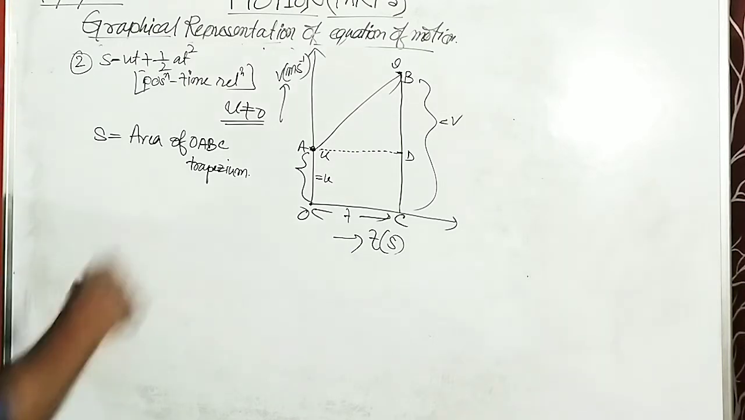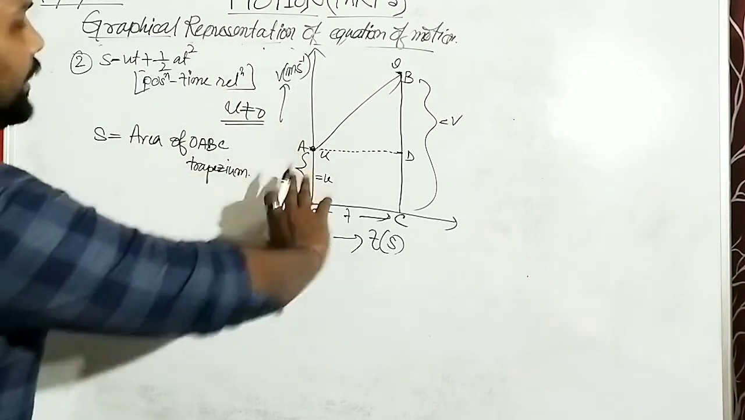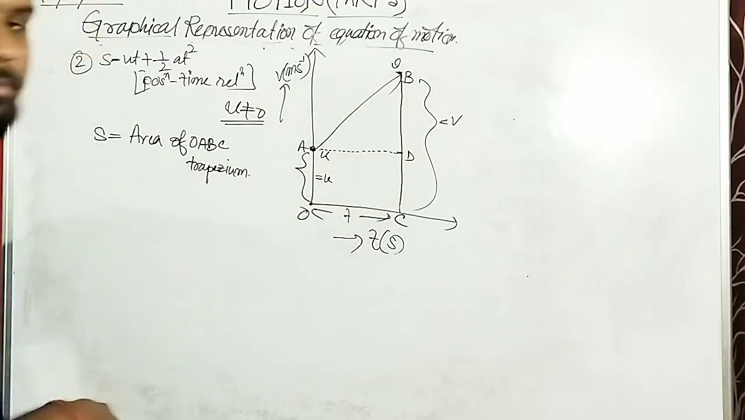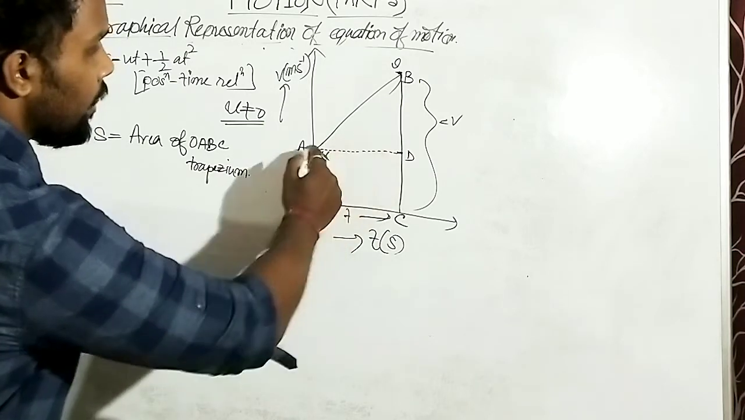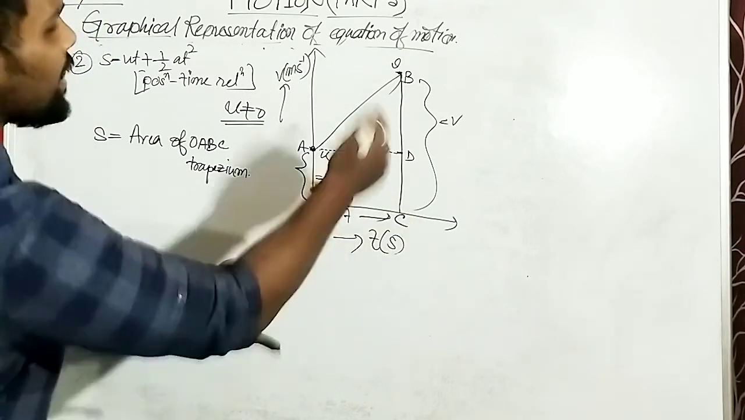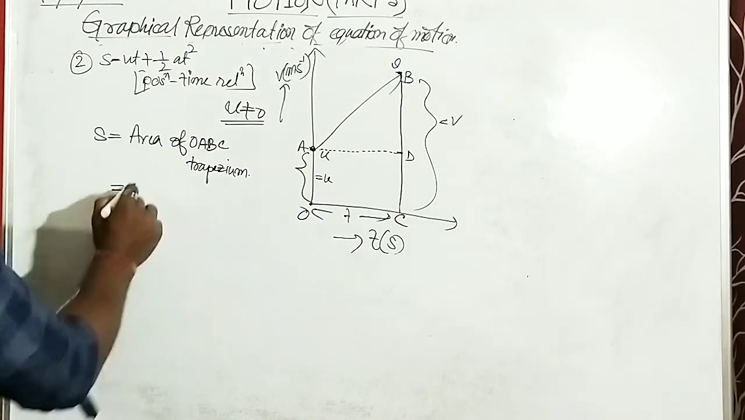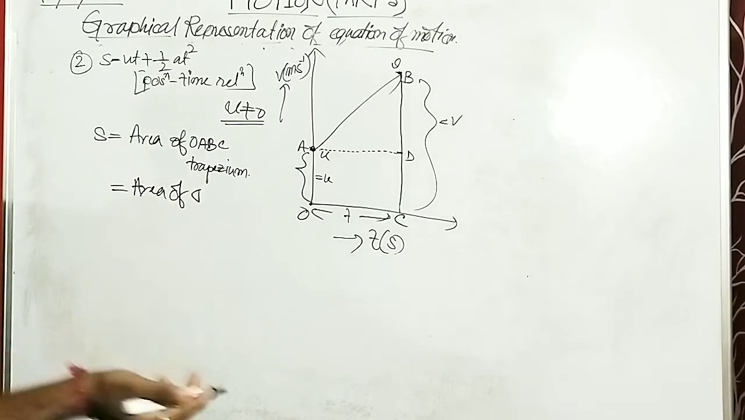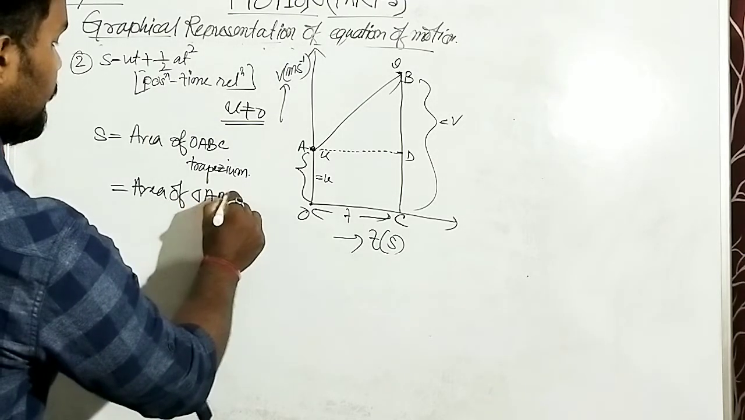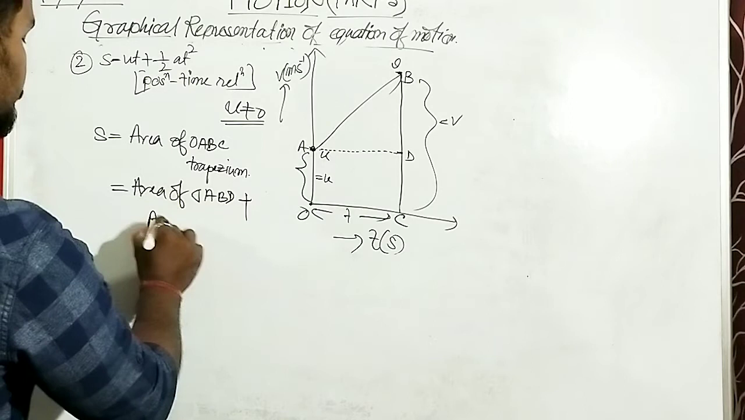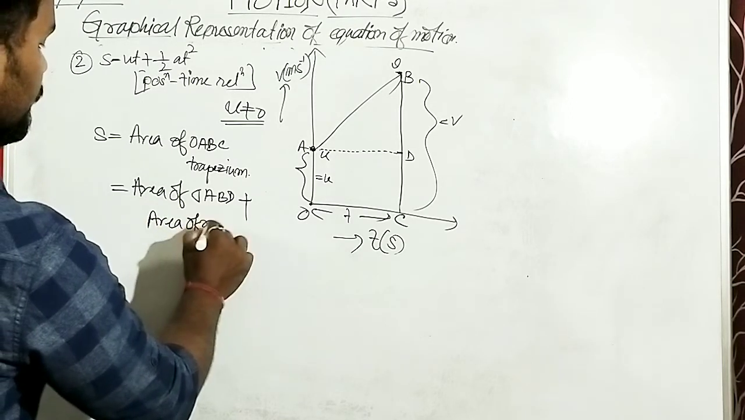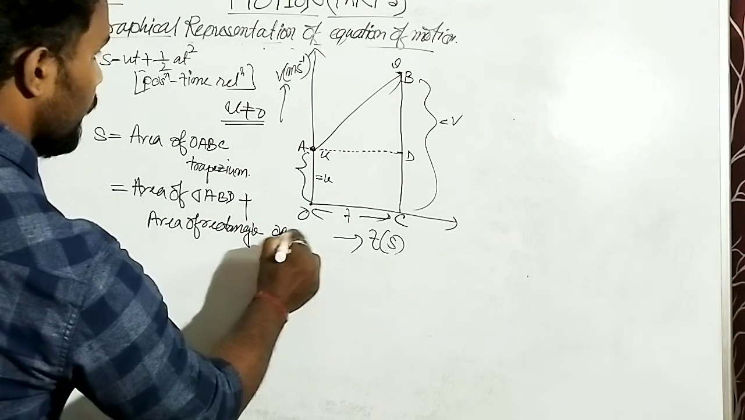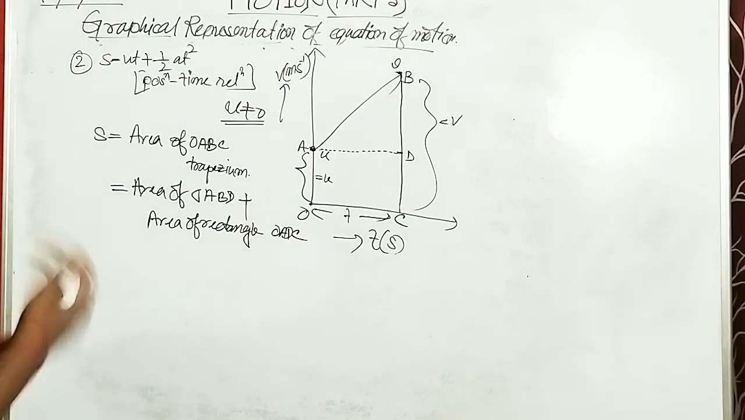Now, again we can divide this trapezium into two parts. Just clearly observe this. It's an ABD triangle. Again, there is one more rectangle OADC. Right? So what you can write? Area of trapezium equals area of triangle ABD plus area of rectangle OADC. Now it has become quite simple for us.